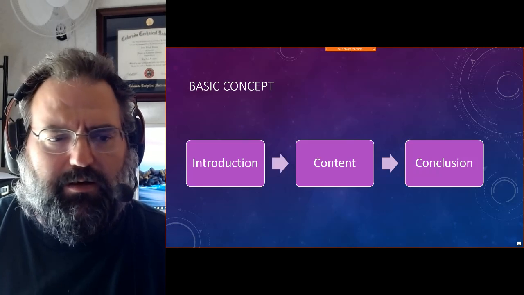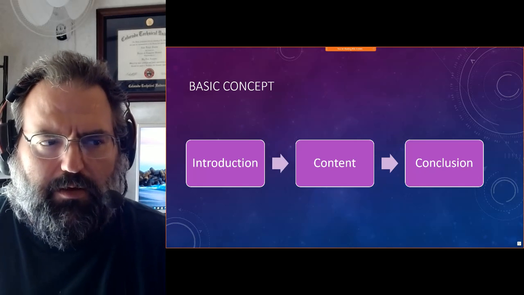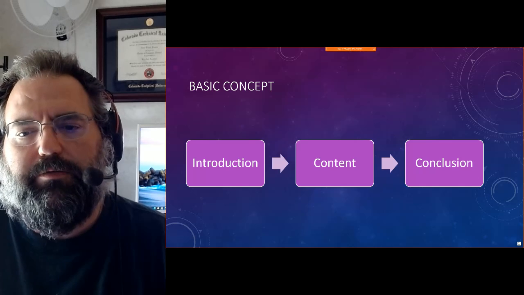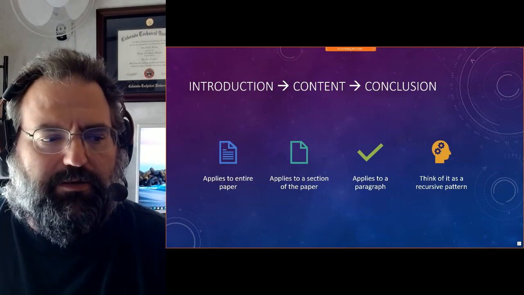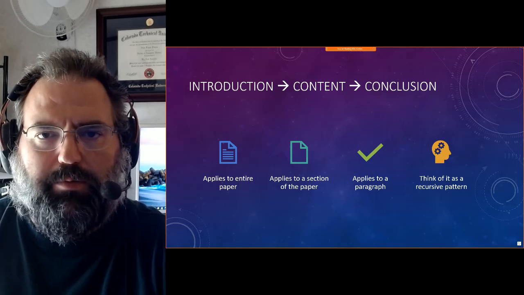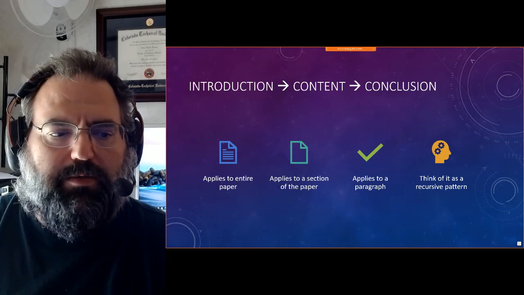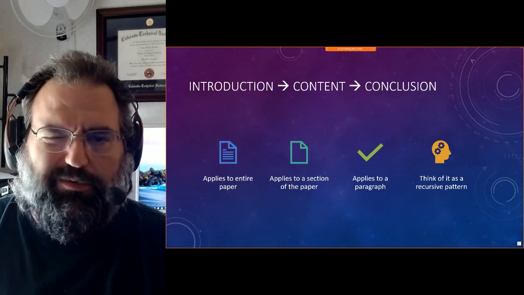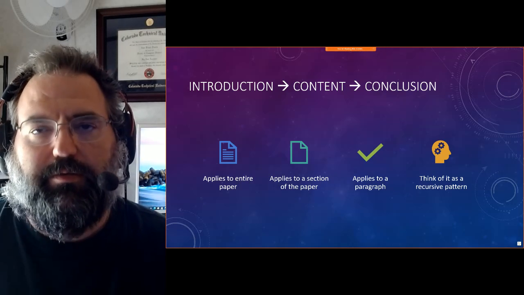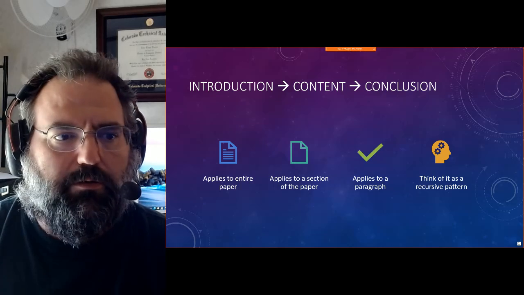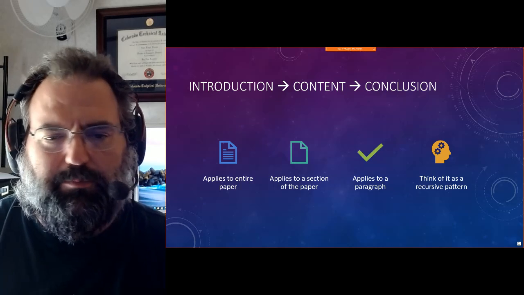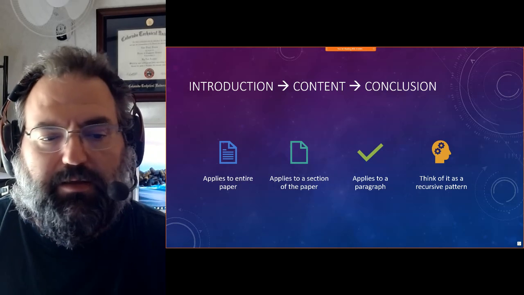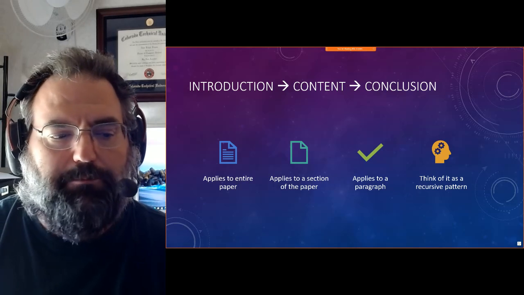But there's a basic concept to understand. There is this concept of introduction, content, conclusion. And that pattern follows at several levels. It applies to the entire paper, for one. So your entire paper should have an introductory paragraph. That paragraph will include things like a thesis statement and so on. Then it'll have the body of the paper, which is what's being done to essentially address the thesis statement. The whole purpose of the paper is basically meeting the expectation that you're setting in that introduction. And then at the end, you have a conclusion. So you wrap it up.